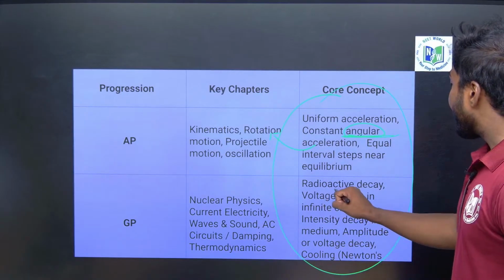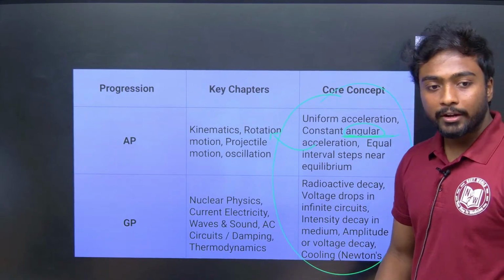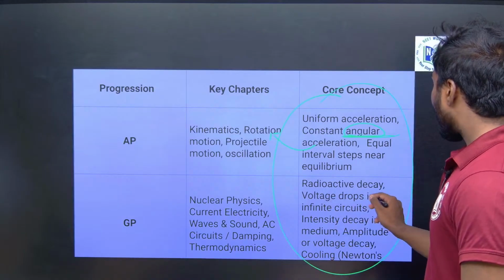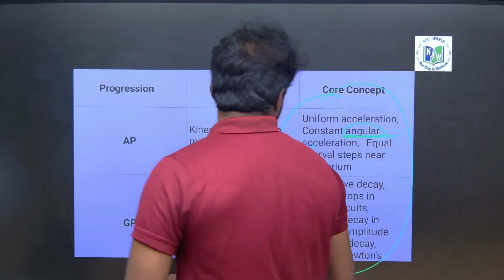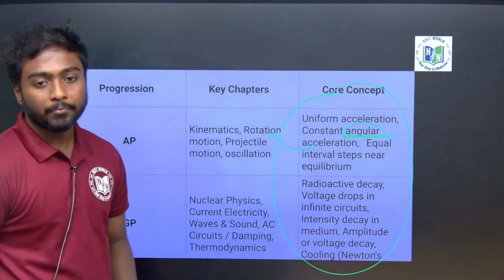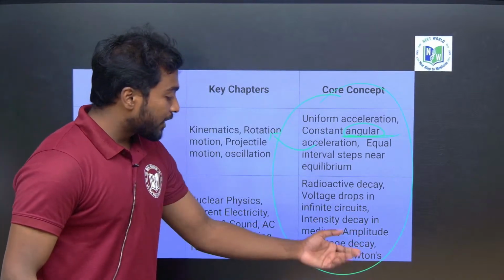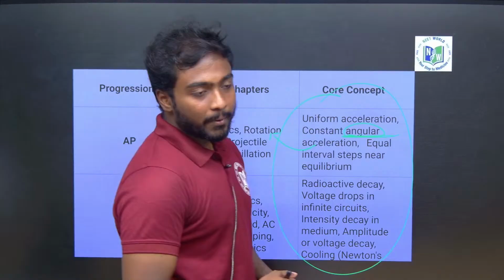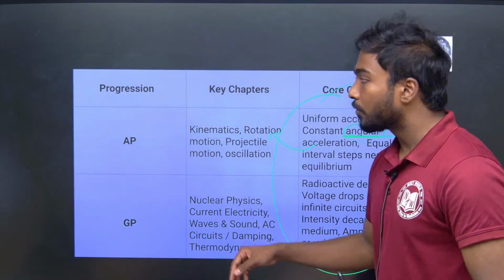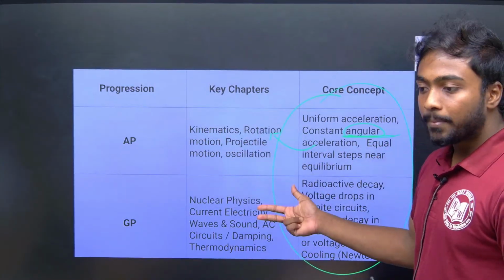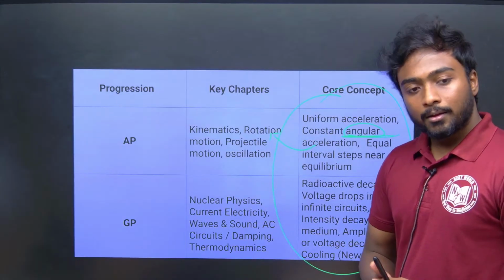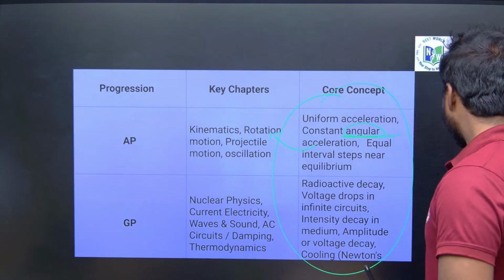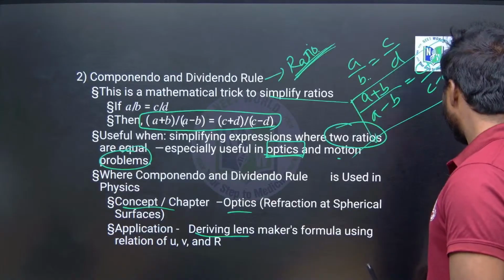Next, radioactive decay, voltage drop in infinite circuit. Next is intensity decay in medium, amplitude or voltage decay. These are the core topics where we are going to use this kind of AP, GP and algebraic equations. Okay, let us revise one more time whatever we have seen in the classes.